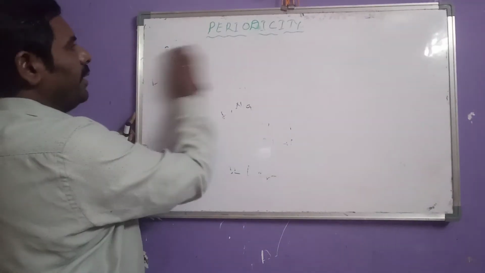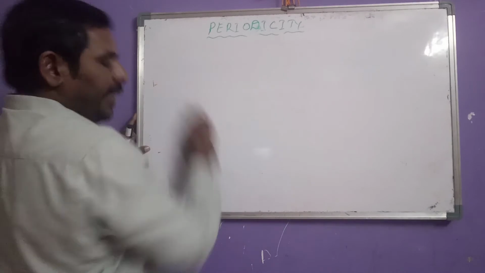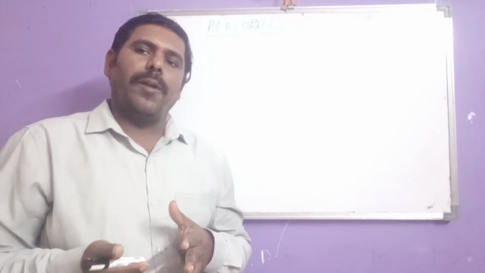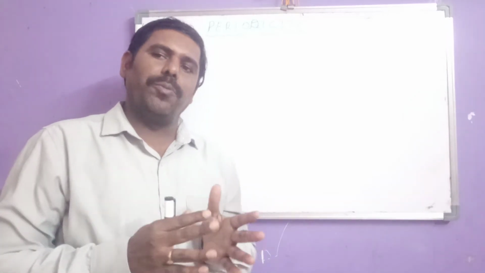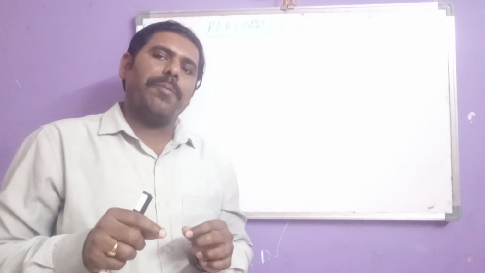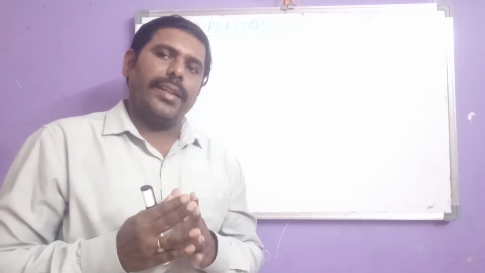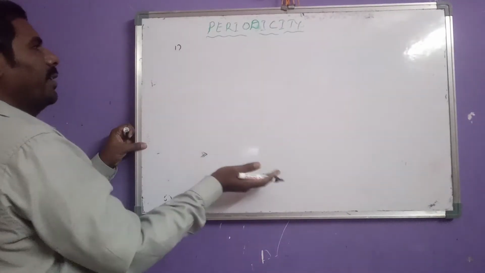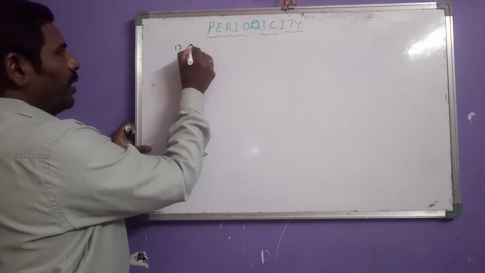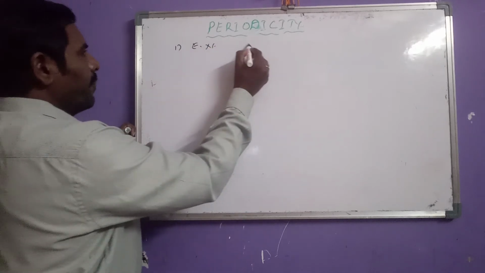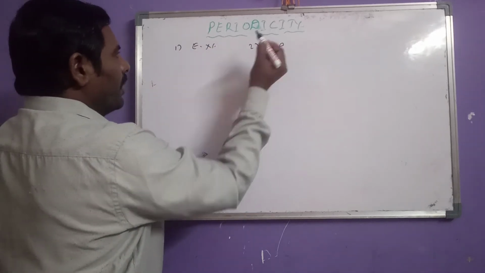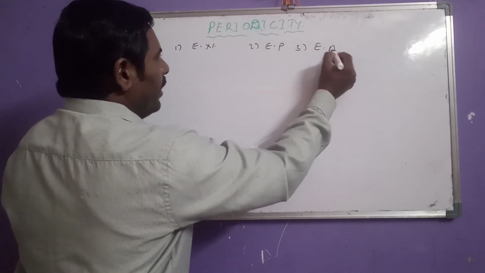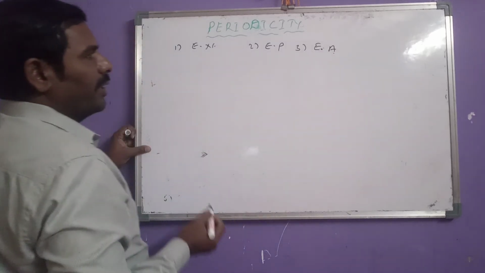Now, in general, they ask which one here? Explain the variation of the given periodic properties in a period and in a group. That is the question. But which periodic properties let us consider here as important? In that, so many we can discuss here. In that, the first one is electronegativity, the second one electropositivity, and the third one electron gain enthalpy. We can also call this electron affinity.